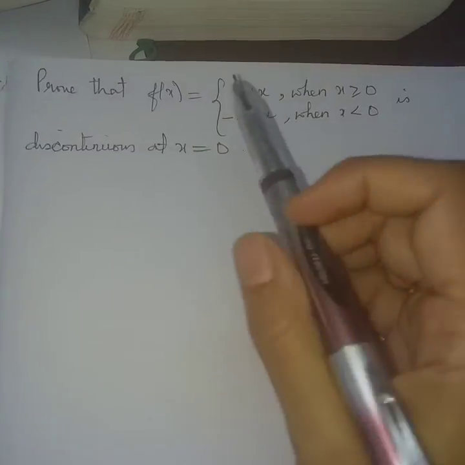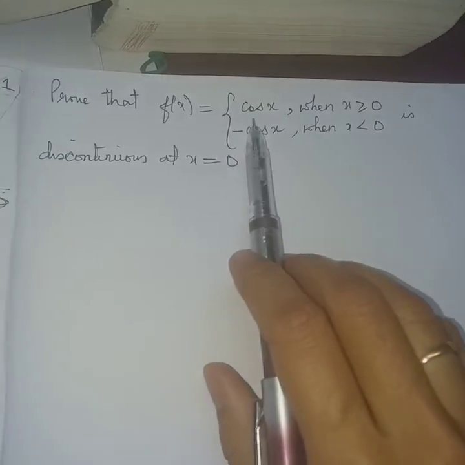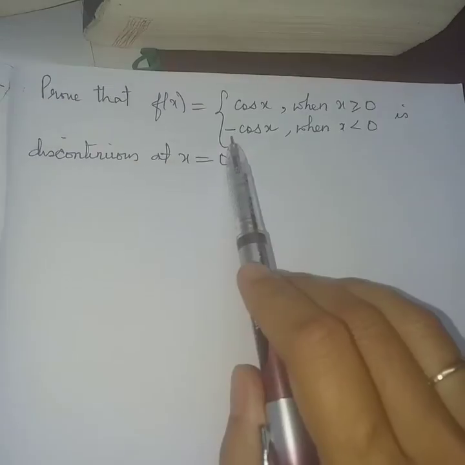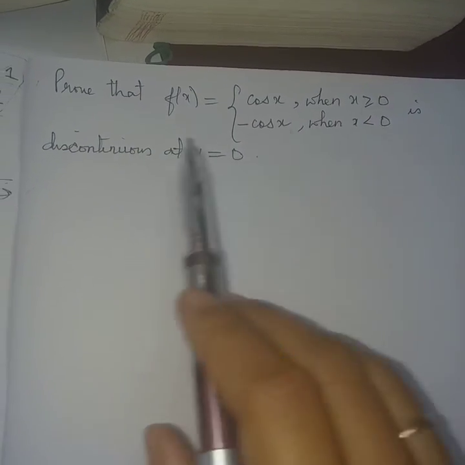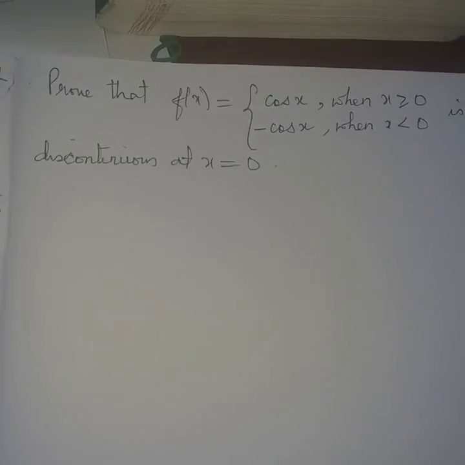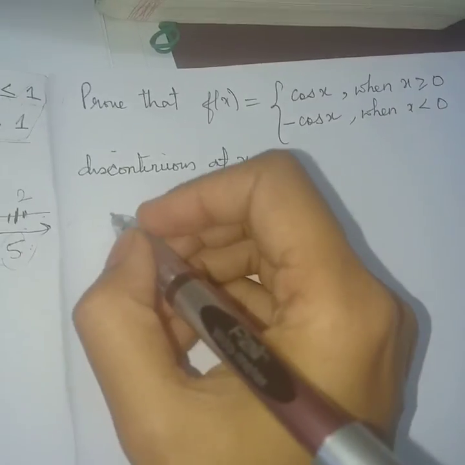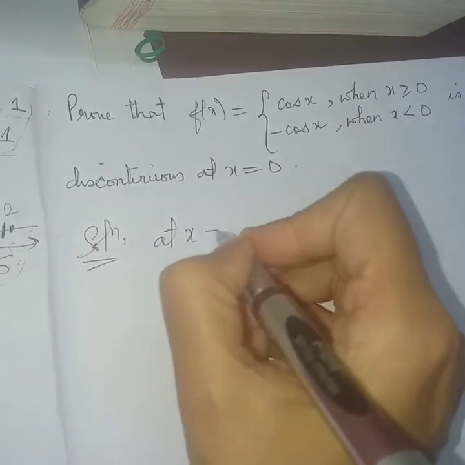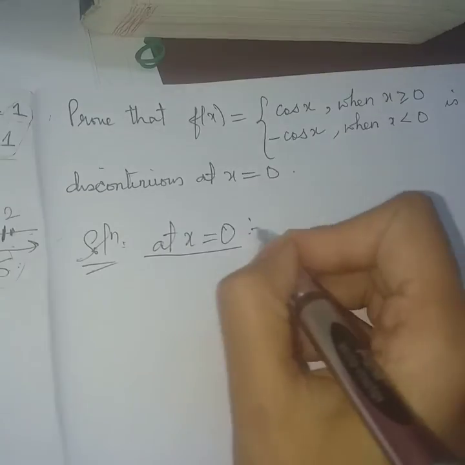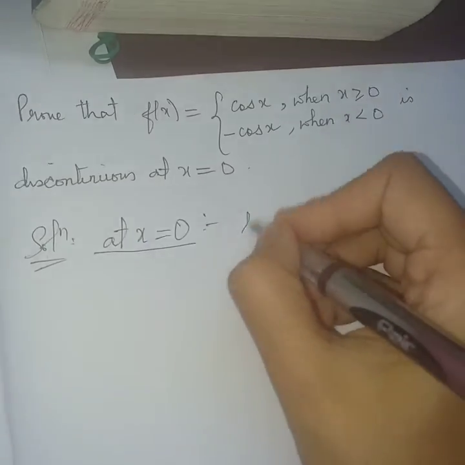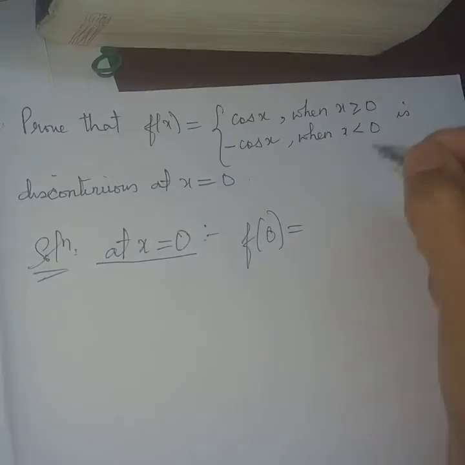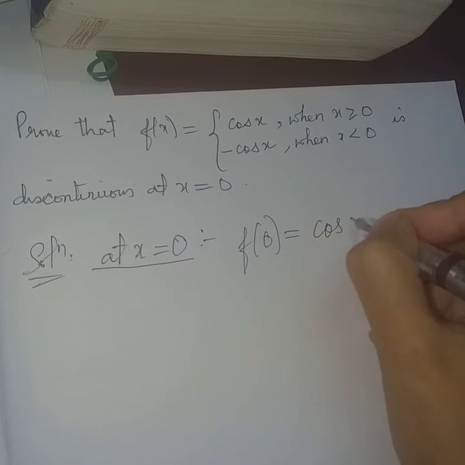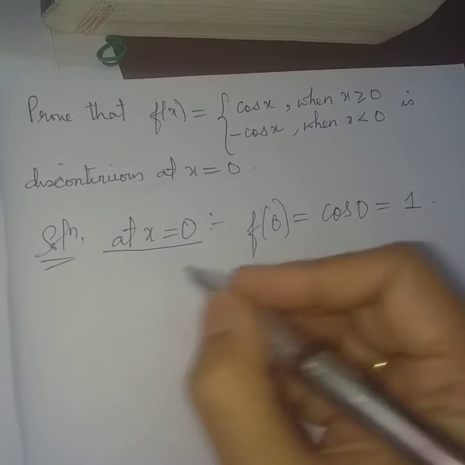Now let us see another question. Prove that f of x equals cos x when x is greater than or equal to 0, and minus cos x when x is less than 0, is discontinuous at x equal to 0. So here we have to check at x equal to 0. We have to prove it. At x equal to 0, the function is cos x, that means cos 0. Cos 0 is 1.